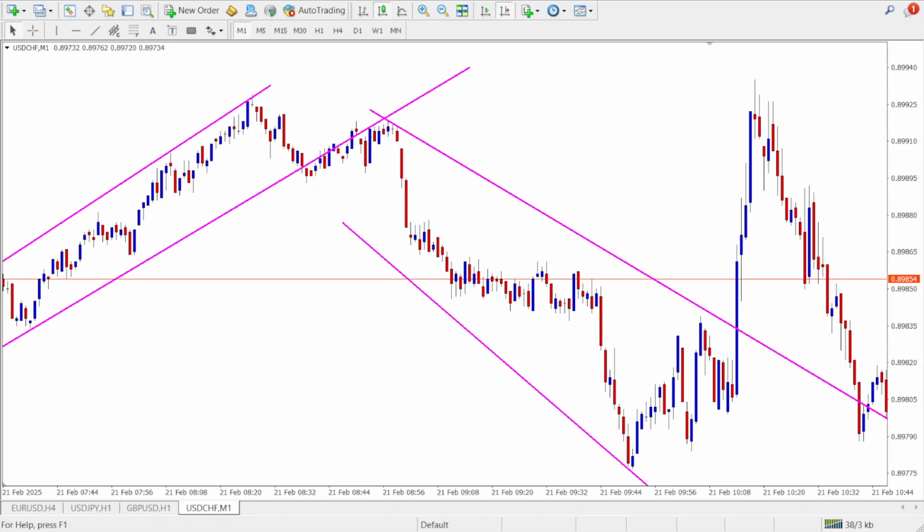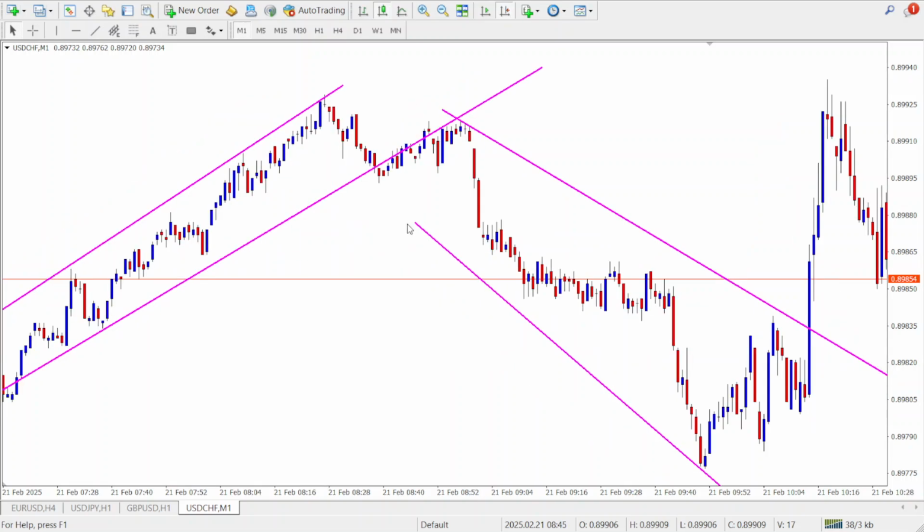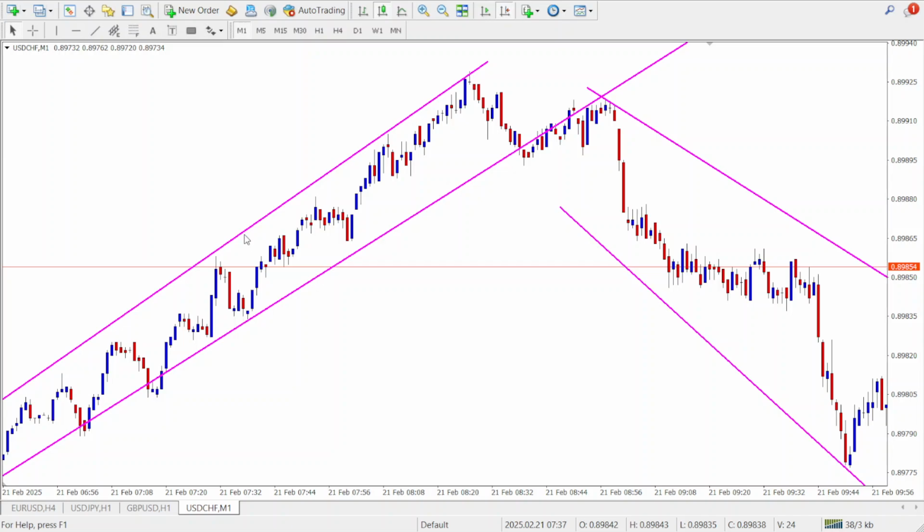Now, let us talk about price action, right? Price action is the movement of the price of a currency pair over time. It is the purest form of market analysis because it reflects everything: the psychology of traders, supply and demand, and market sentiment, right? So smart money traders rely heavily on price action because it tells you everything you need to know about the market's current state.